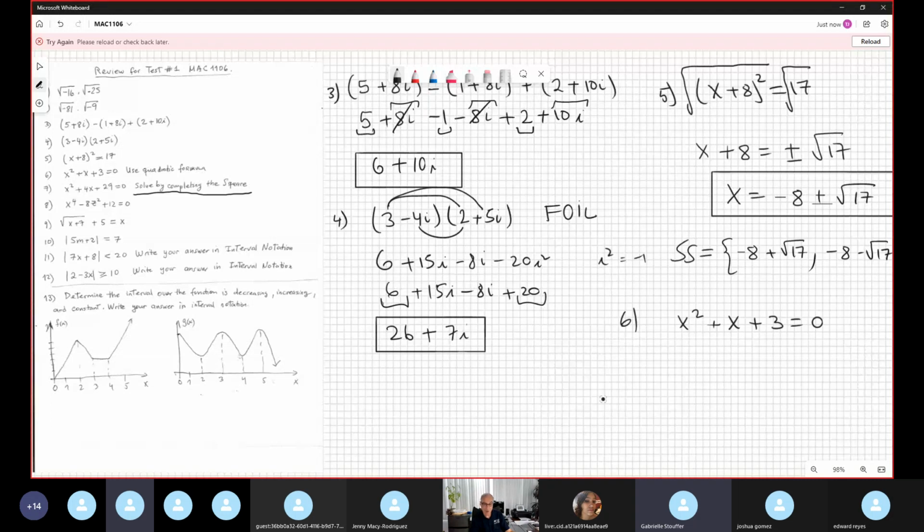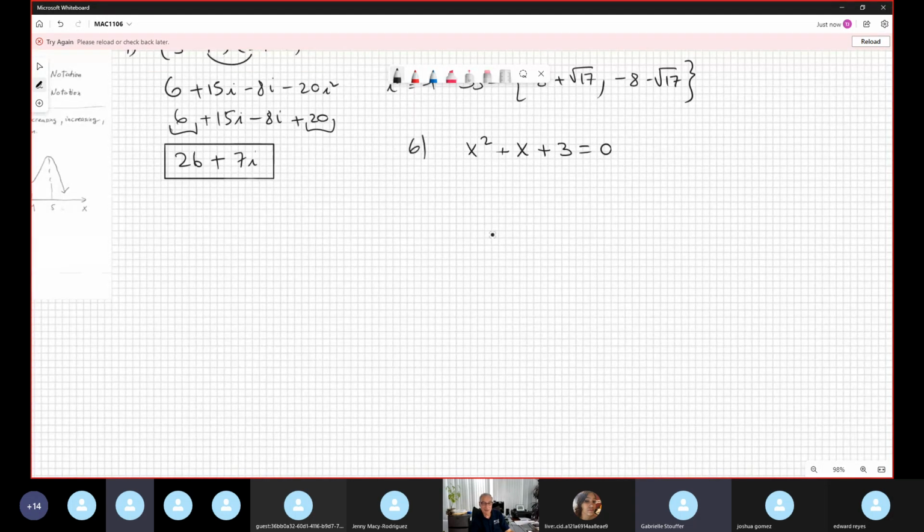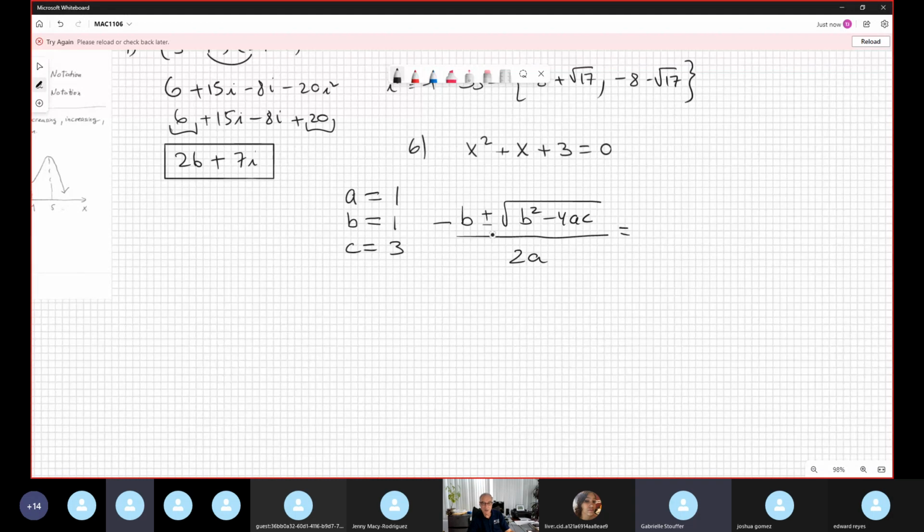Okay? So now it's ready, expressed in standard form. Therefore, it's easy for me to determine who is a, b, and c. a is 1, b is 1, and c is 3. I'm plugging it into the quadratic formula. Okay, negative 1 plus or minus the square root of 1 squared minus 4 times 1 times 3, divided by 2 times 1.